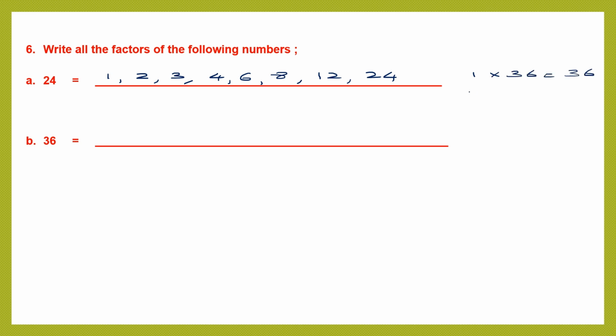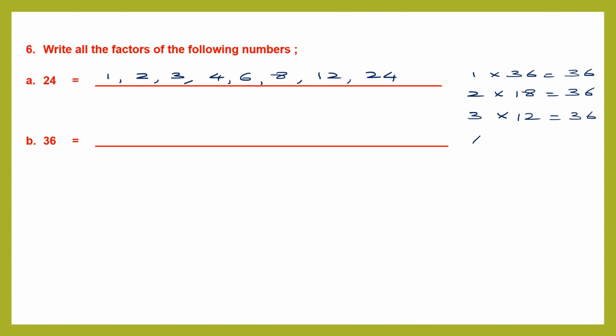Let's go to 2. 2 into what is 36? To find out, you can divide 36 by 2. So you will find out that 2 into 18 is 36. Then let's go to 3. 3 into what? Now, if you want to find out, you can take this number 36, divided by 3, you will get this answer. Okay, so 3 into 12 is 36.